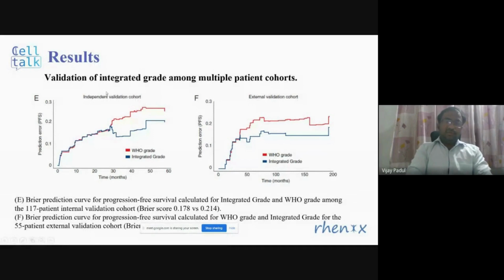Then they have checked the prediction error of WHO grade and integrated grade in a completely independent validation cohort, and there also we can see that there is less prediction error with the integrated grade. And then in the external validation cohort, they also see the same thing, that integrated grade is showing better prediction performance as compared to the WHO grade.